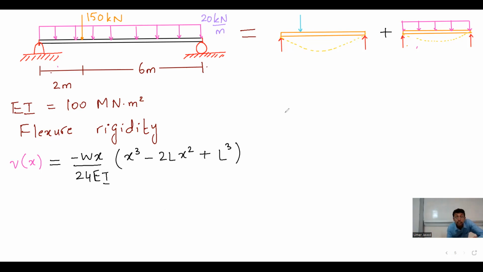Now I will say that this is my A. This is my B. And now I will add my A and B. Agreed? So I will say this is my A and V. Let's say the question said that I had to find the deflection at x equal to A. So V at x equal to 2 meter.